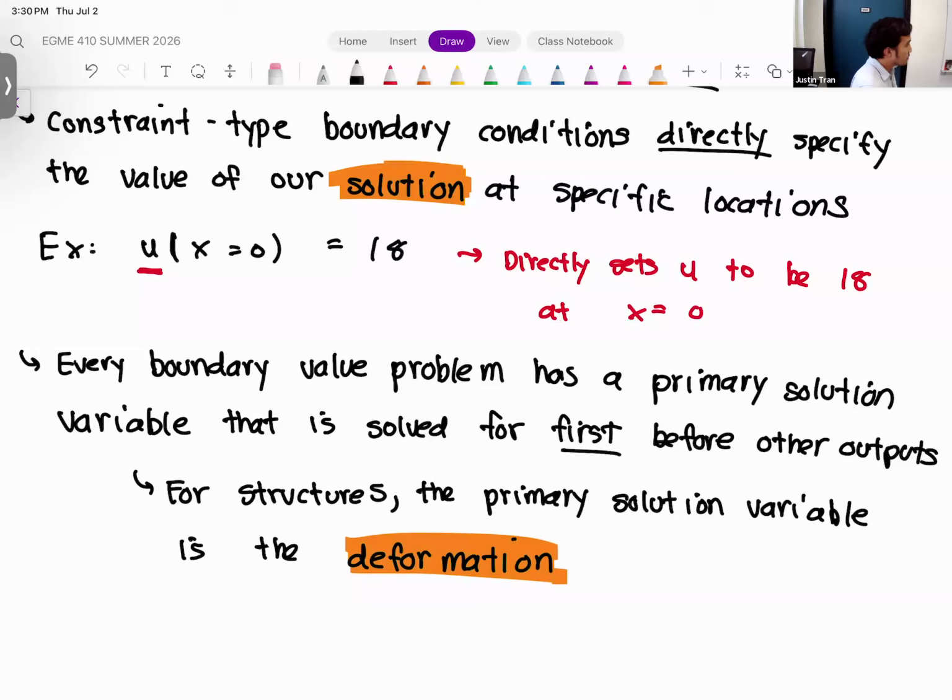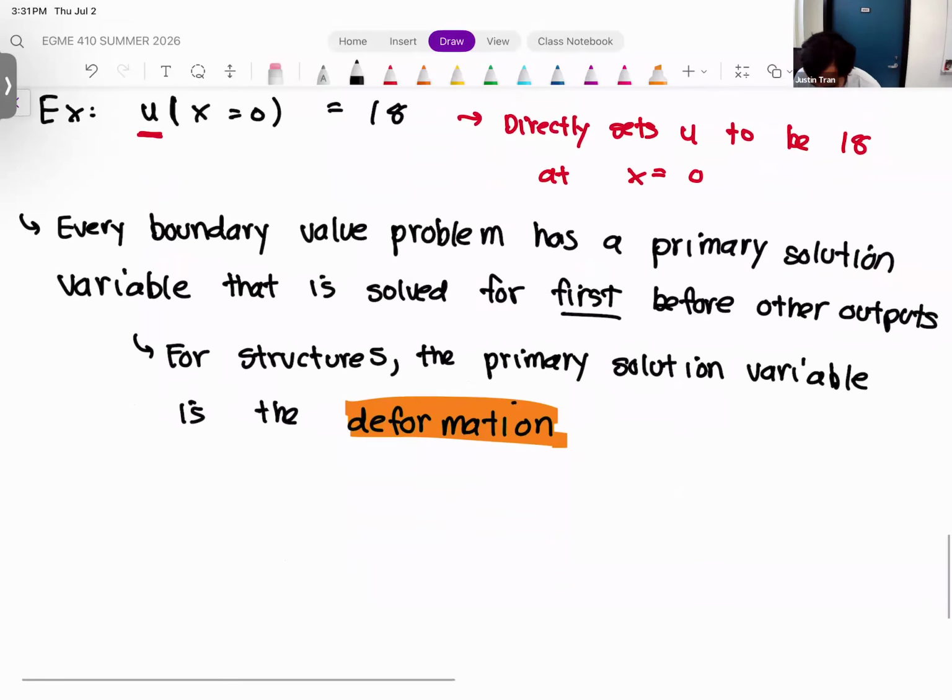All right. So when we're talking about constraint type boundary conditions, and knowing that our primary solution variable in structures is the deformation, any boundary condition that directly specifies the deformation value is what I would consider a constraint type boundary condition.